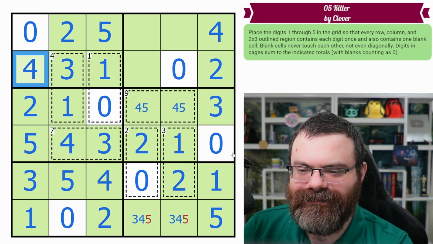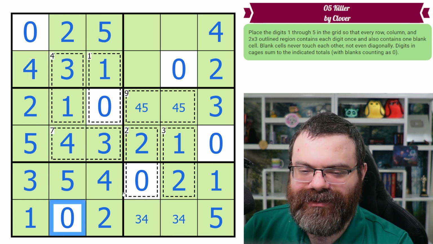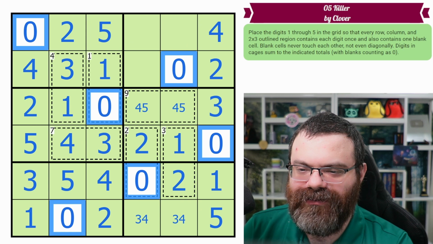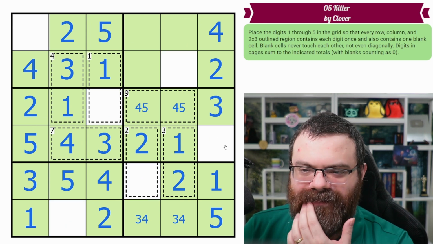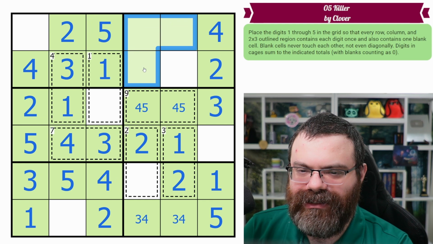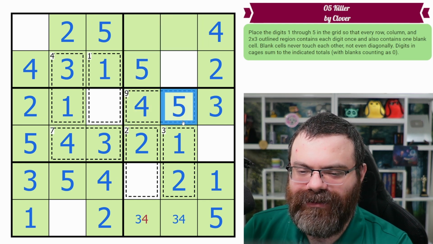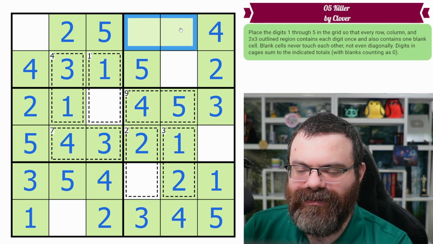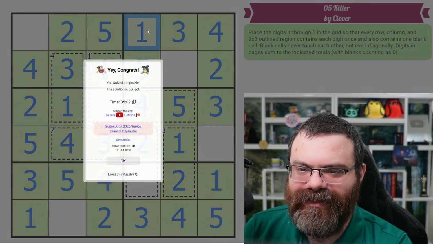Okay, might as well green these. And now that they're zeros, let's make them blank. We found where all the zeros go, so let's just leave them blank. And then here we need the 5 for the row. That's 4 and 5. That's 3 and 4. Up here we need the 1 and the 3 that go like that, and we're done.